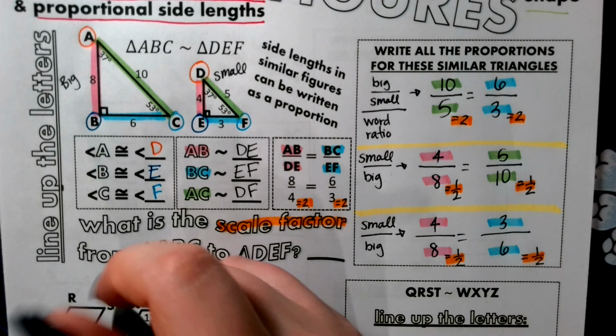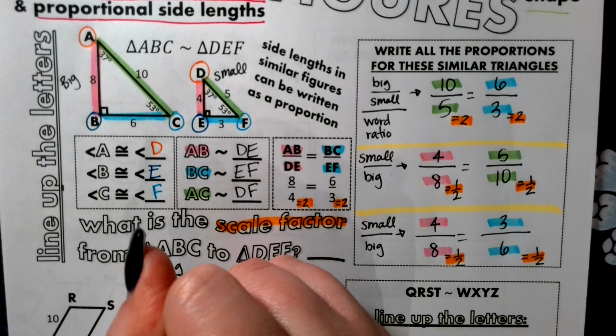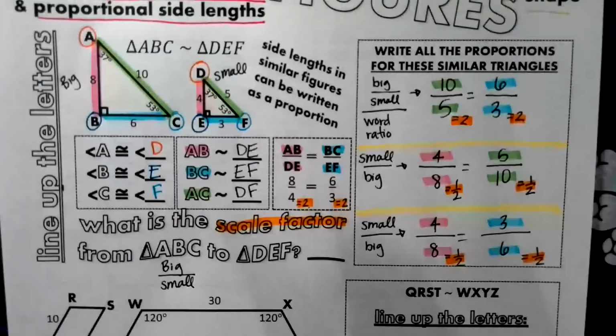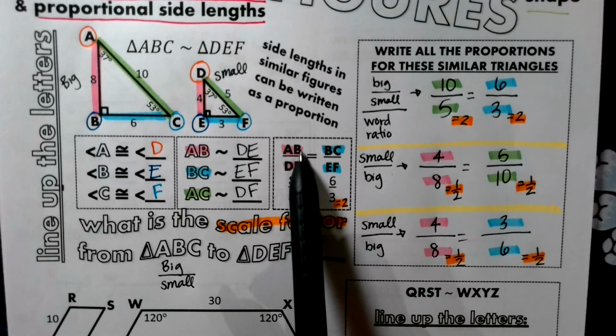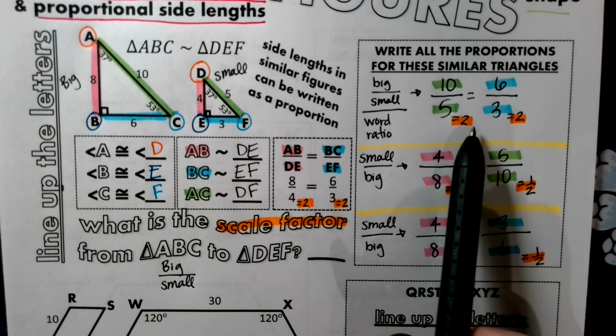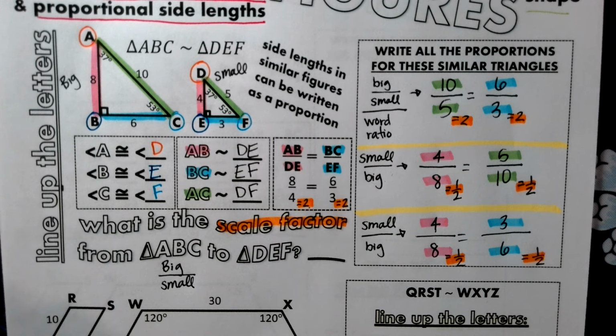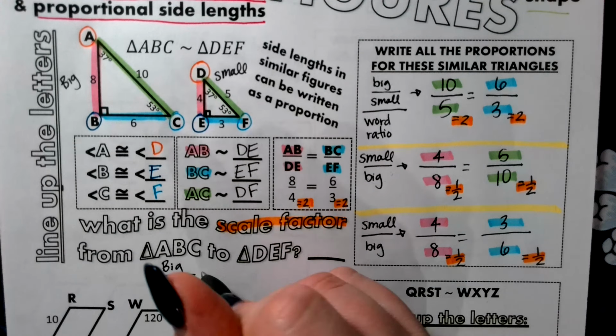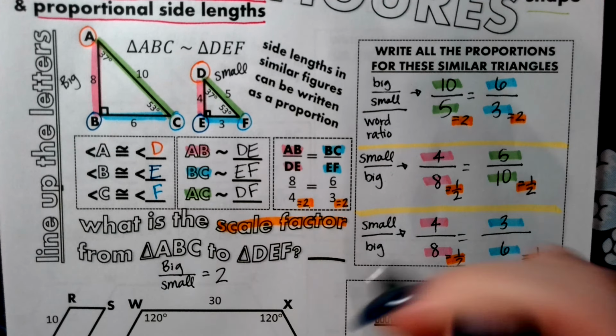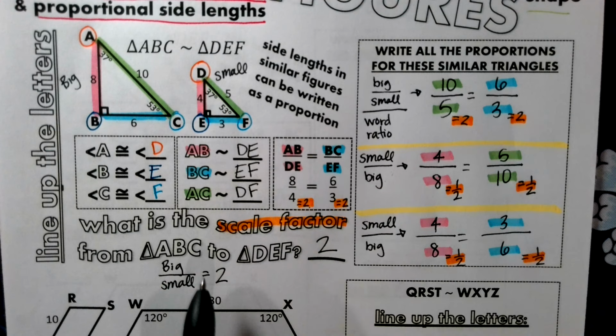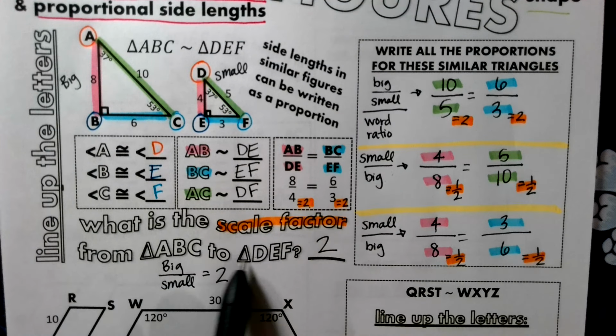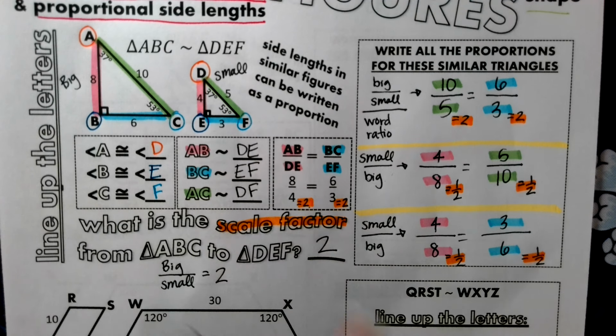Whenever we did big over small, what was our scale factor? It always simplified to the number 2. Big over small simplifies to 2. If they flipped those around and did small over big, then it would look like these two situations where we get 1/2 for our scale factor.